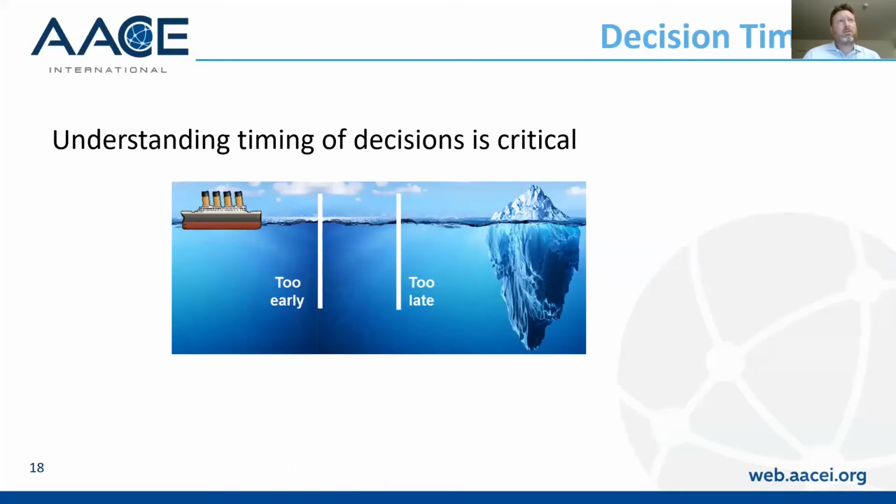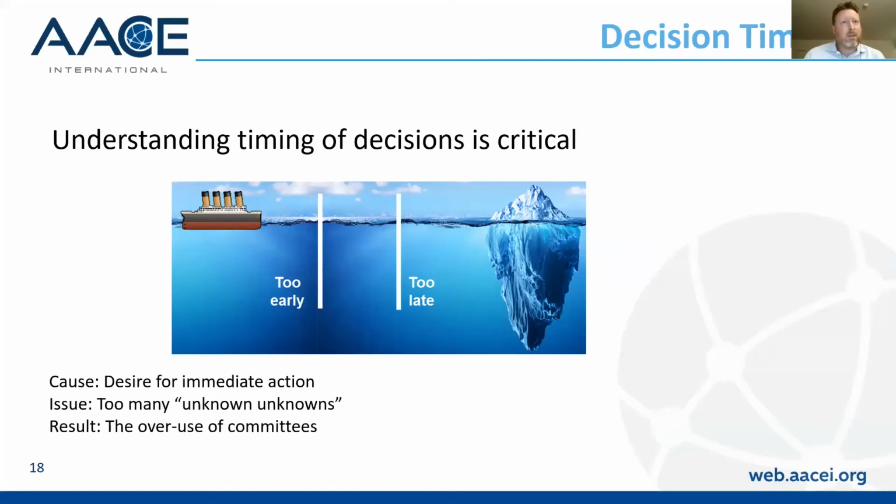So just as I mentioned, decision timing. So especially when we're dealing with complexity, this is very relevant. You need to be very aware of making decisions too early or too late. So too early, usually that's, everybody has this, it's the desire for immediate action, but it's the too many unknowns that exist. And that usually results in the overuse of committees, decision rights, things just spin until usually you get to the point where it's too late.